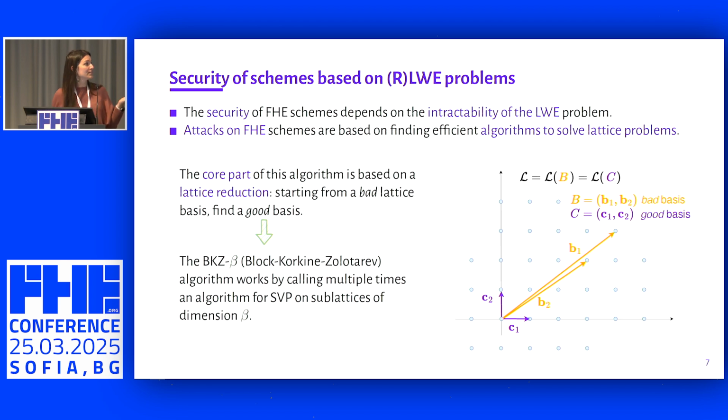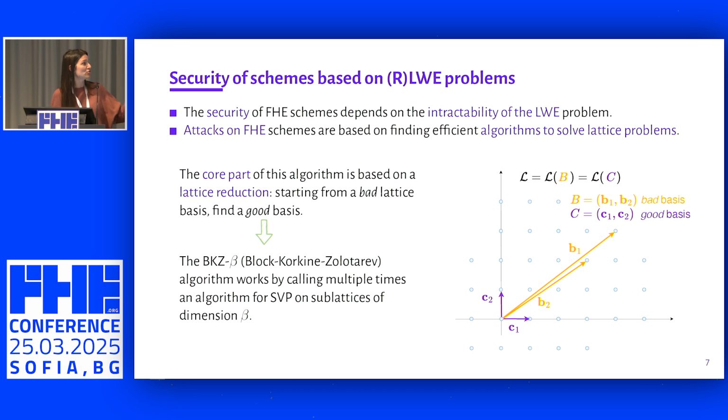So how does this attack work? The core part of the algorithm to solve the lattice problem is based on lattice reduction. Starting from a very bad basis, we want to find a good one, with shorter and more orthogonal vectors. What we use to do so is the BKZ-beta algorithm. This algorithm takes a sublattice of dimension beta of our lattice and tries to find one of the shortest vectors in this sublattice.